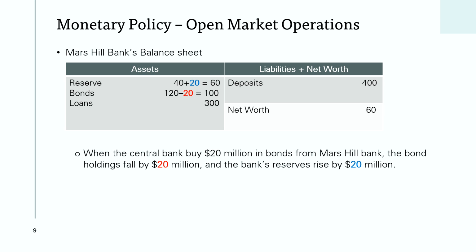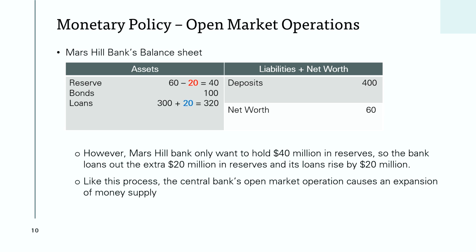When the Federal Reserve buys $20 million in bonds from Mars Hill Bank, the bank's holdings of bonds decline by $20 million. At the same time, its reserve balance increases by $20 million because the Fed pays for the bonds by adding to the bank's reserves. This transaction increases the bank's liquidity, giving it more funds available to lend.